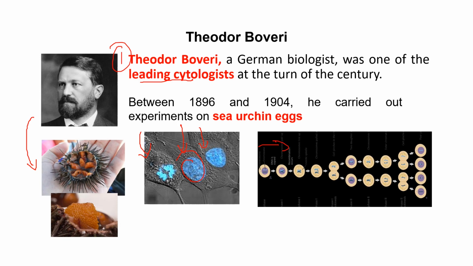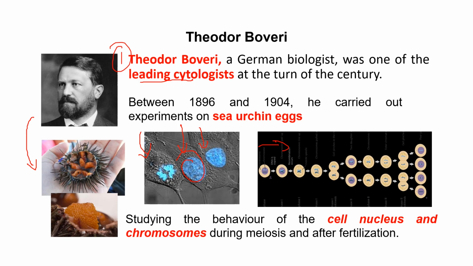the process of meiosis, the sea urchins are particularly good to study this process of fertilization, and the cells are relatively big and they are very easy to study in the microscope. So this is why he picked this model organism. That, remember, I might ask you in the exam: he used eggs of sea urchin to study cell nucleus and chromosomes during meiosis and after fertilization.